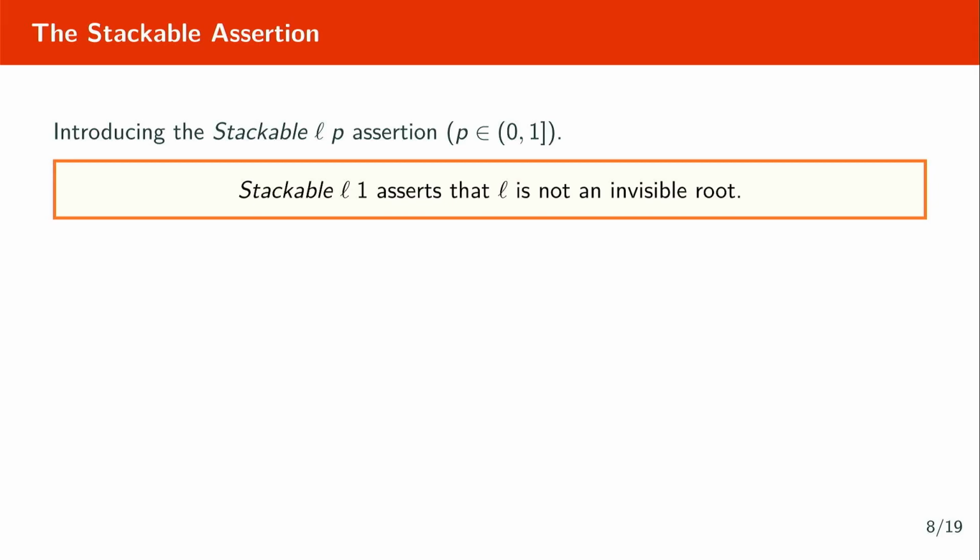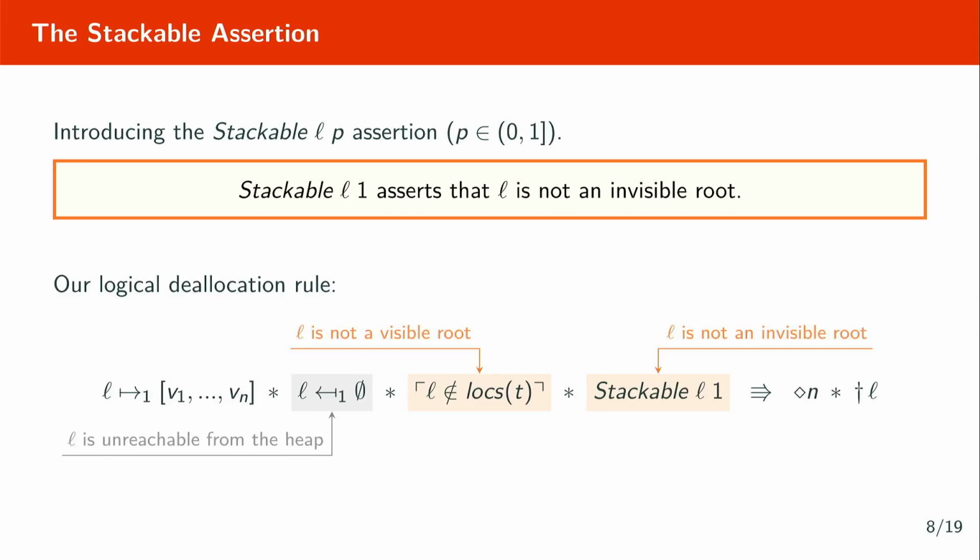And with this almost magical assertion at hand, we can unveil our logical deallocation rule. That is, if L points to a valid block with n values, if L is unreachable from the heap, if L is not a visible root, this is almost a syntactical check, and if L is not an invisible root, thanks to our stackable assertion, then by giving up all of this, the user gets back n space credits and the proof of unreachability of L. But don't worry, there is no magic at play here. Let me illustrate how the stackable assertion works.